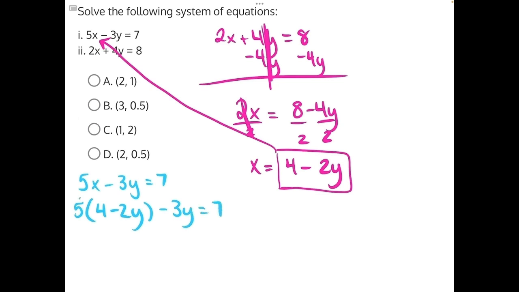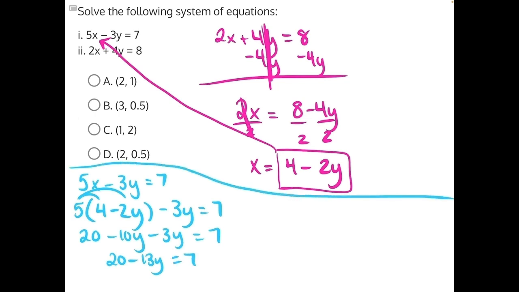Now we'll have to distribute. 5 times 4 is 20. 5 times 2 is negative 10. And now we can combine like terms. A negative 10y minus 3y will give us negative 13y. So 20 minus 13y equals 7. Let me go ahead and give us some more room here. We have 20 minus 13y equals 7.